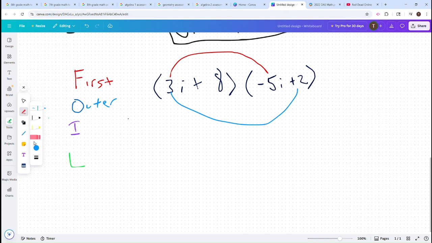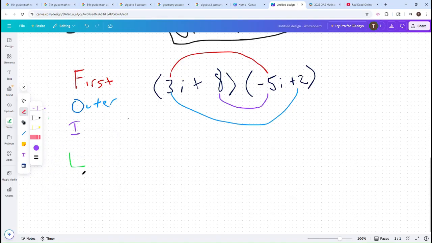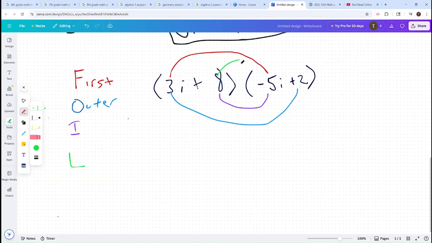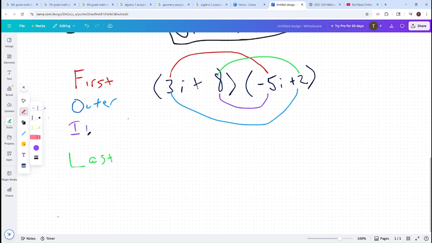Now the last two are the opposite of the first two. Opposite of outer is inner. So we will draw the inner ones, sides included. And the green is for last, opposite of first. These are the last terms in the two binomials there. Bi means two, nomial name. Both of these things have two terms in it. So, last, I didn't do the purple for inner. Let me get that real quick so you know what I'm talking about. Inner.